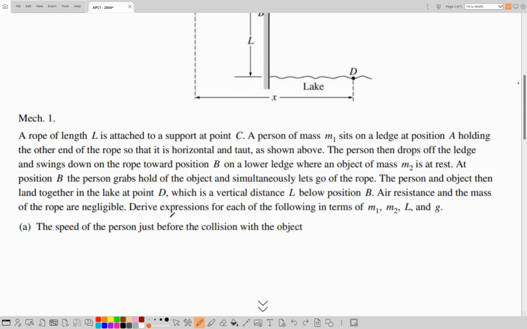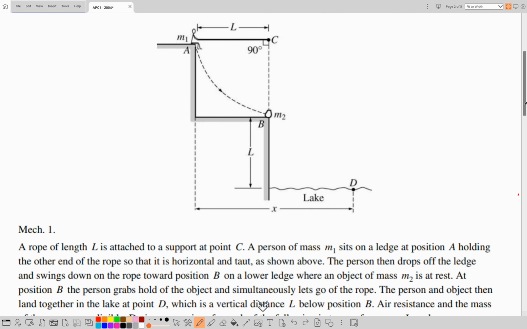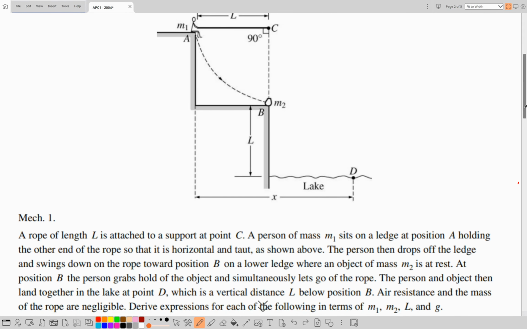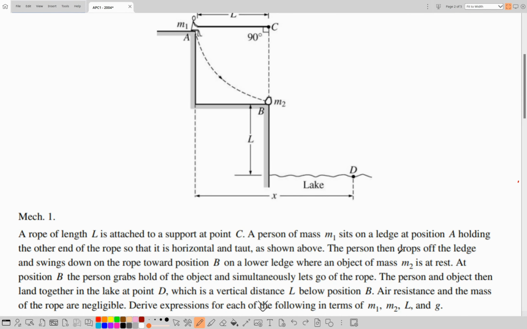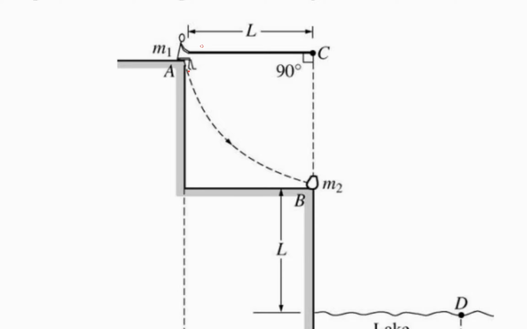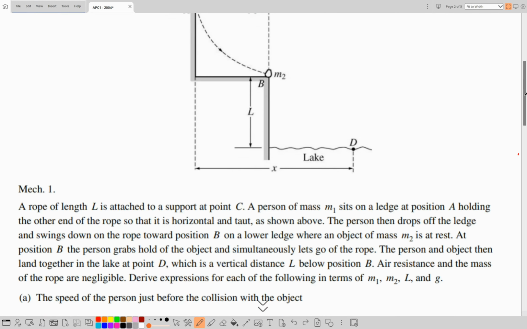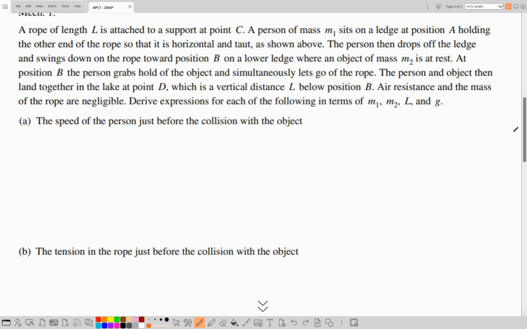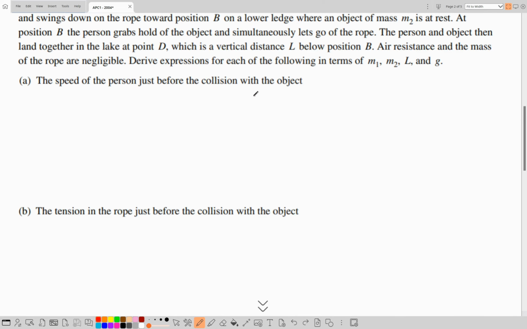They're telling us to derive the expression of the speed of the person just before the collision with the object. Now the person here, they're saying that the person drops off the ledge. So the person is released from rest. Then he will reach the point B. We're interested in determining the speed at the point B, and this can be determined using conservation of energy just before the collision with the object.